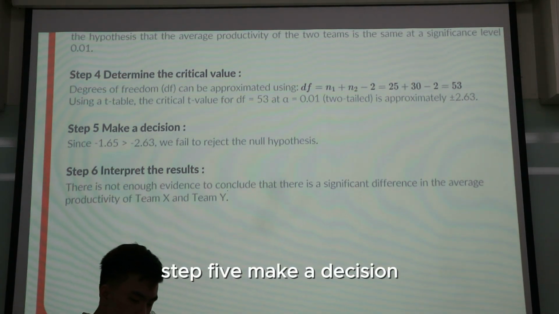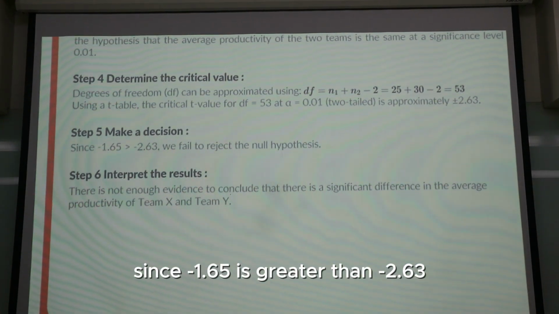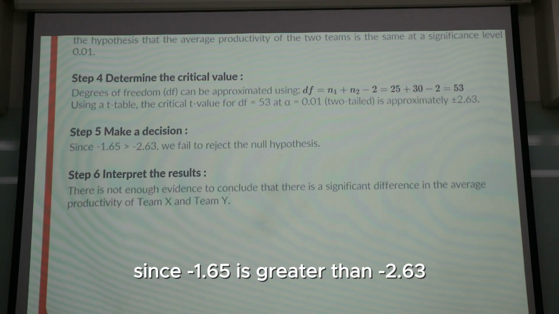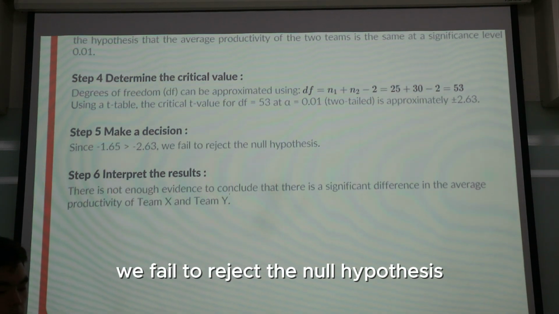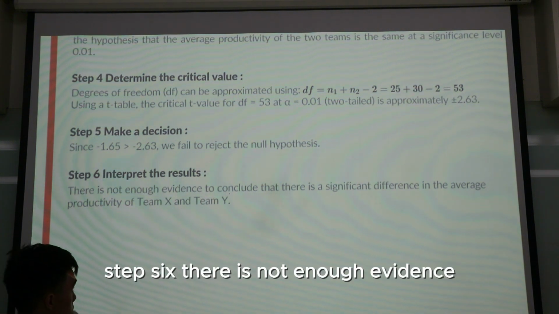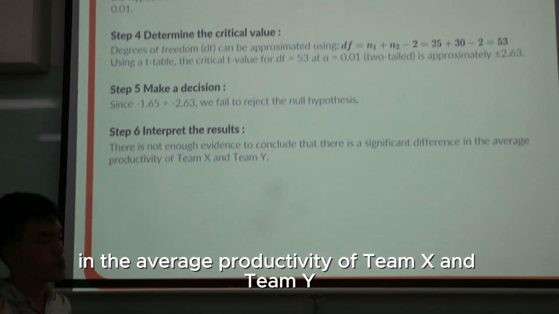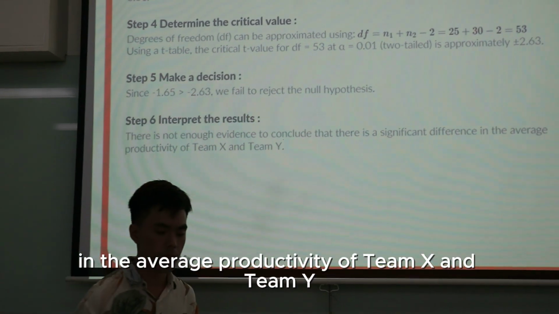Step 5. Make a decision. Since minus 1.65 is greater than minus 2.63, we fail to reject the null hypothesis. Step 6. There is not enough evidence to conclude that there is a significant difference in the average productivity of Team X and Team Y.